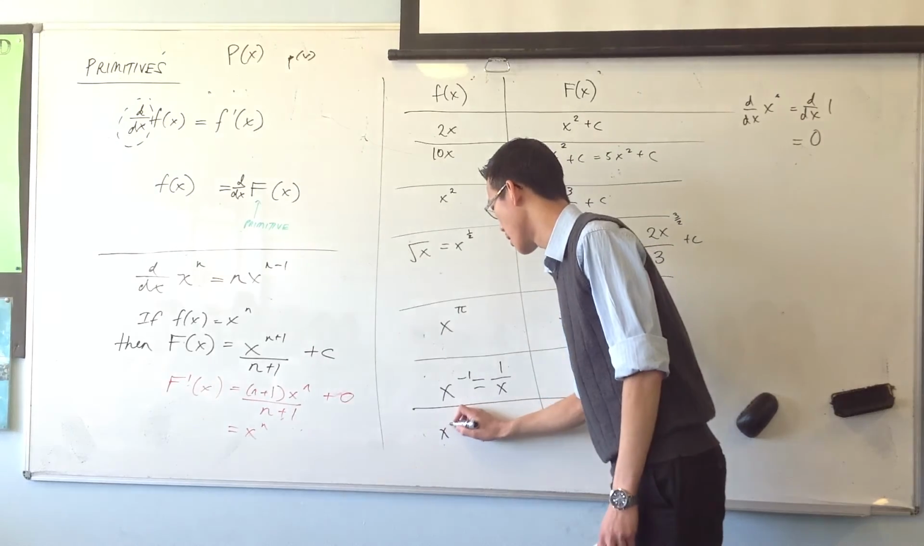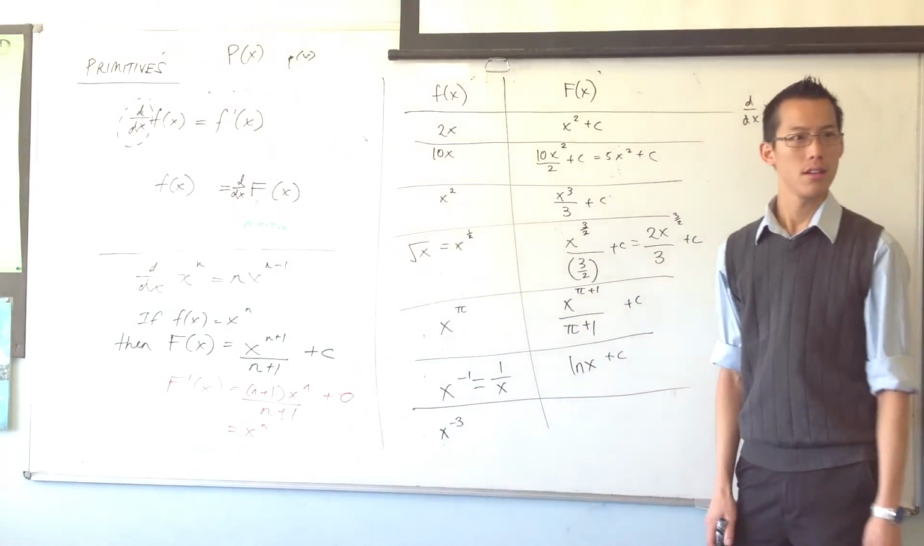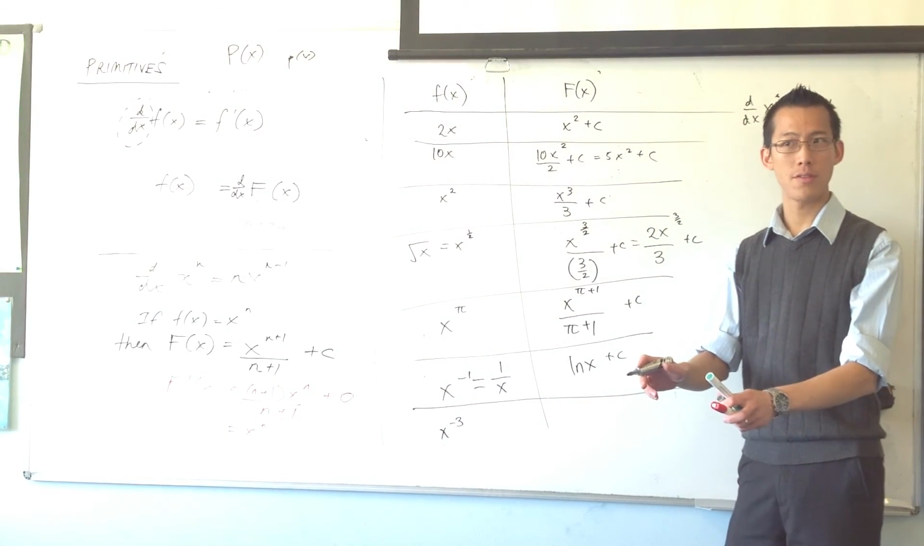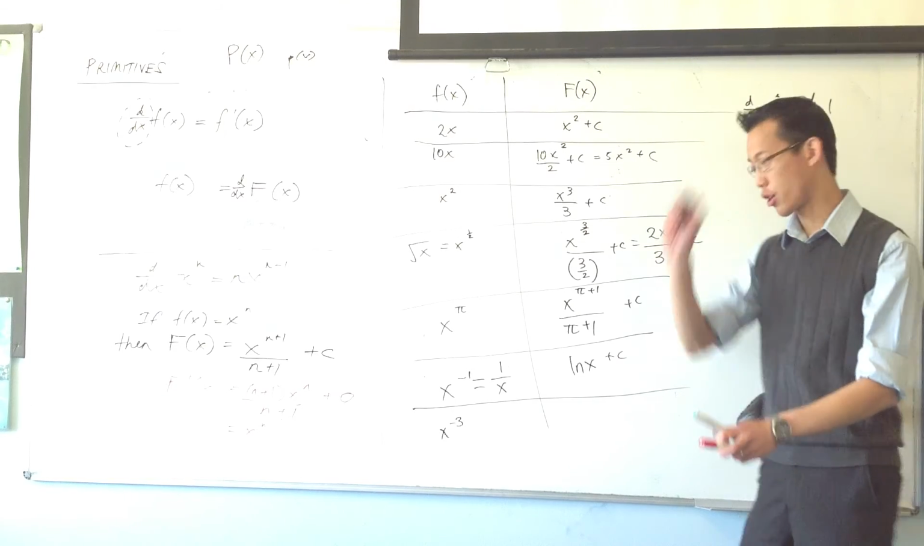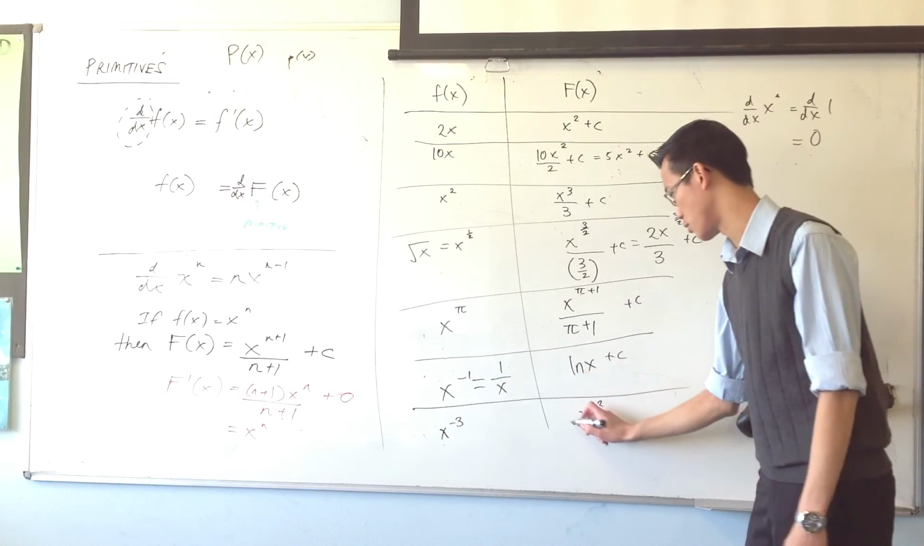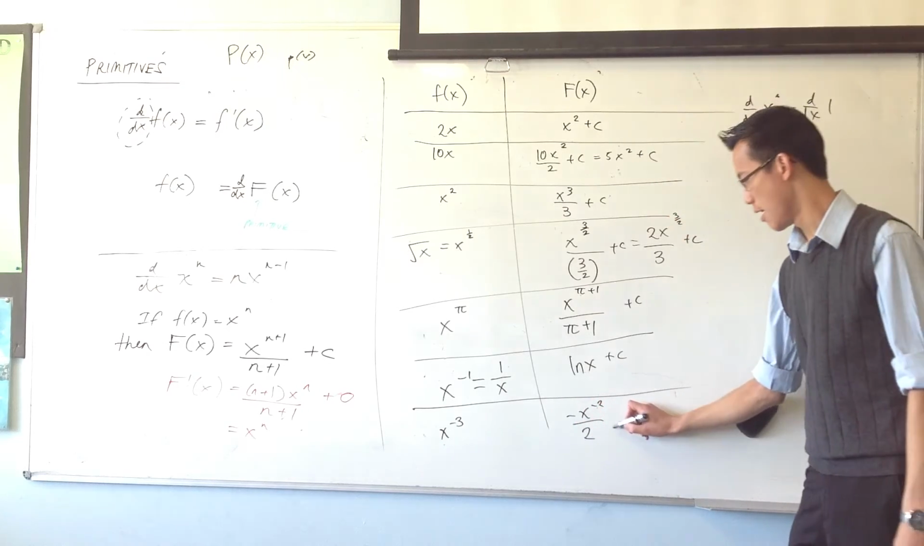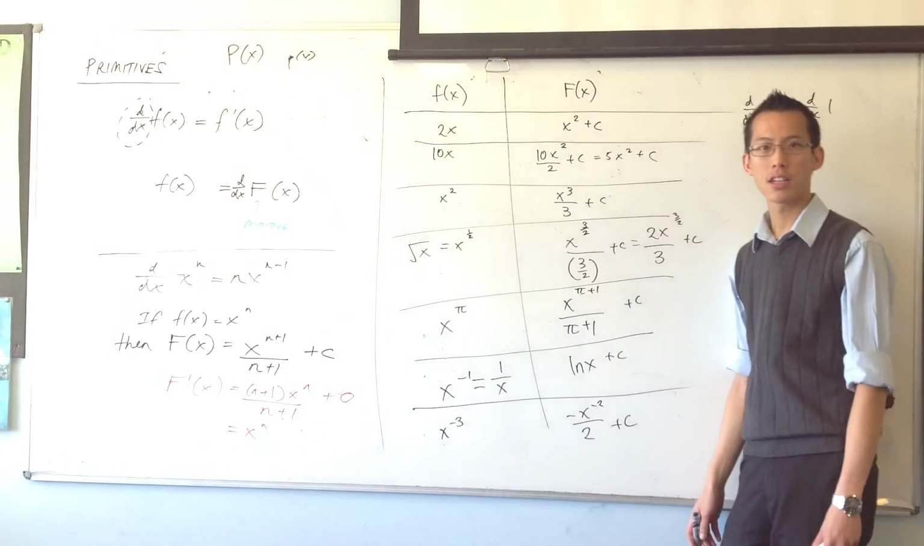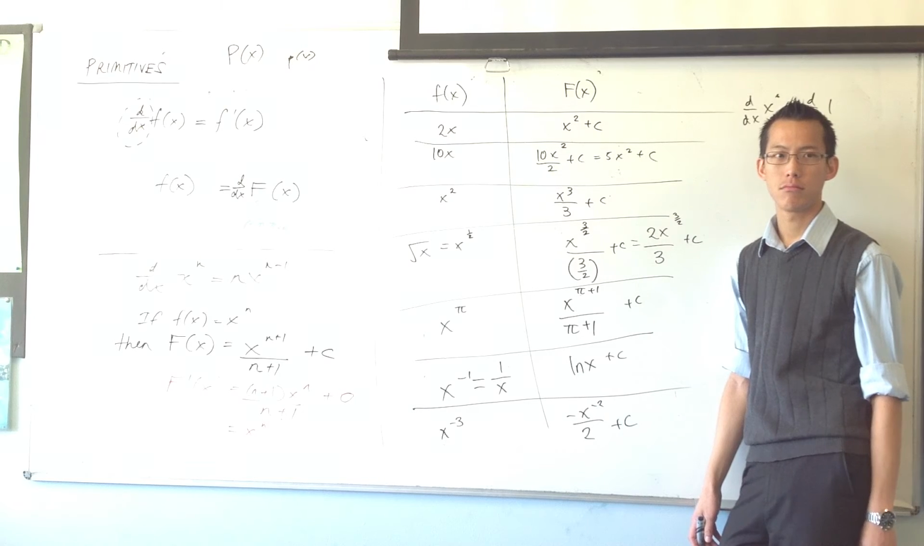How about x to the minus 3? Okay, let's go through the steps. What do I do first? Increase the power. Minus 2, and then divide through by minus 2, and the minus, I suppose I should put that on the top. Plus my constant. Now, how can I know if I'm right or not?